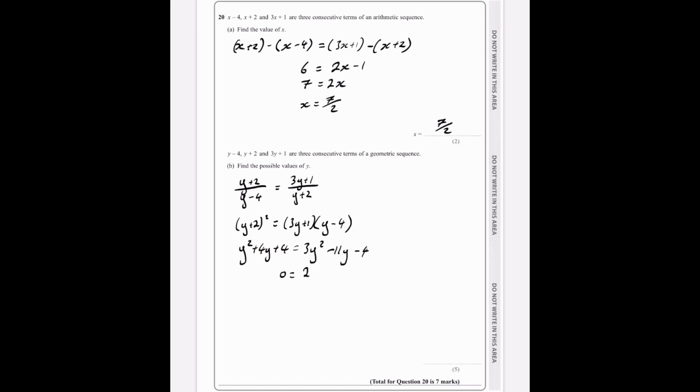Then I'm going to collect all the terms on the right hand side. Subtract 2y squared, subtract 4y, subtract 4. And factorise. Well, you can use the formula if you wish. y equals negative a half or 8. Those are the two answers for that one.